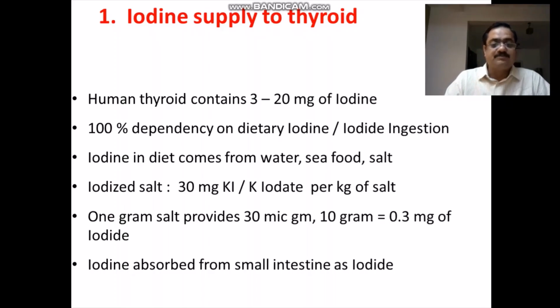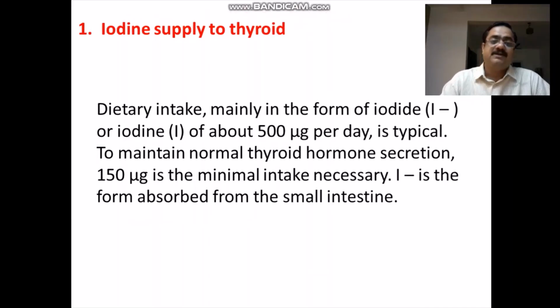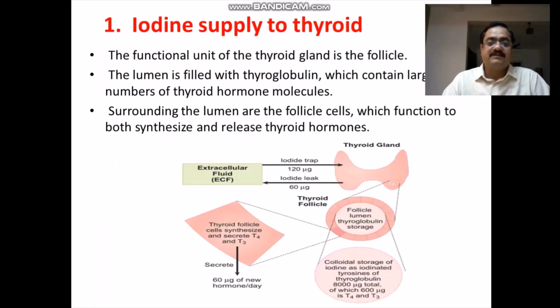Iodine is absorbed from the small intestine as an iodide. Iodine supply to thyroid gland is produced mainly, as I said, by dietary intake, mainly in the form of iodide or in the form of iodine, and that is about 50 micrograms per day. And to maintain the normal thyroid secretion, 150 micrograms of iodide intake is a must, and this, as I said, is absorbed through the small intestine.